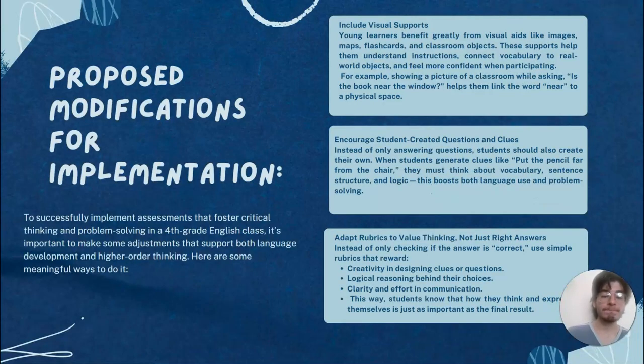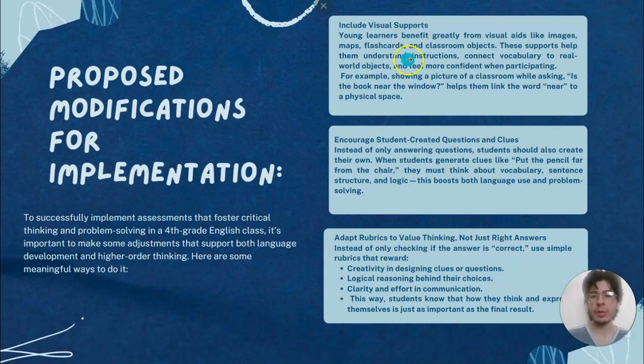And then the last thing here is to propose a modification for implementation. Of course, the idea here is to implement tech successfully to foster critical thinking and problem solving in the fourth grade that I'm watching. It's important to make some adjustments that support both languages, Spanish and English, for higher order thinking. Here are some different ways to do it.